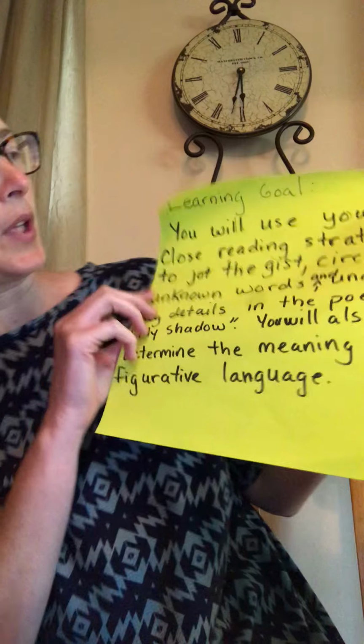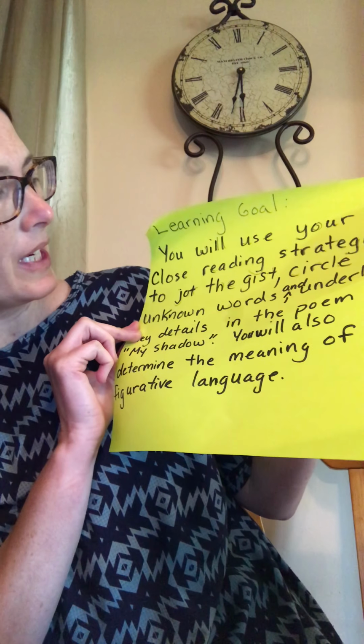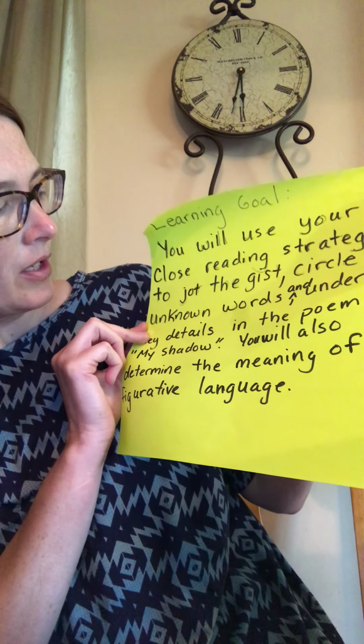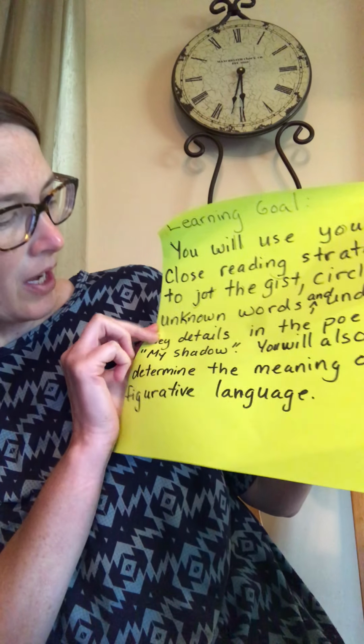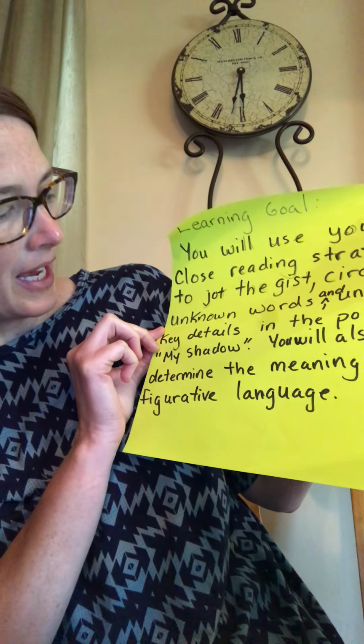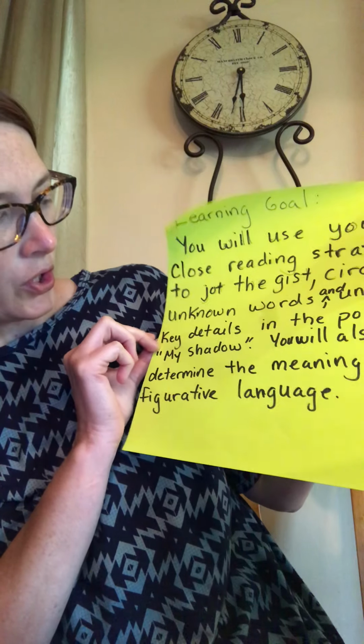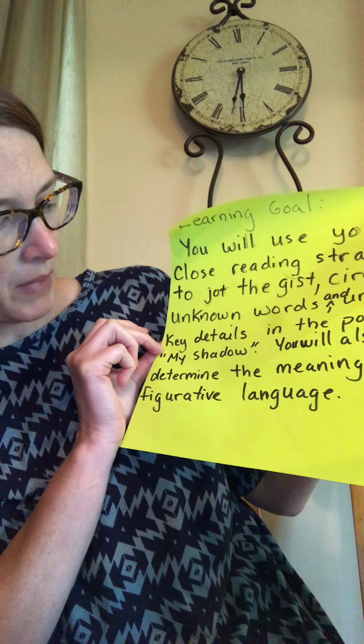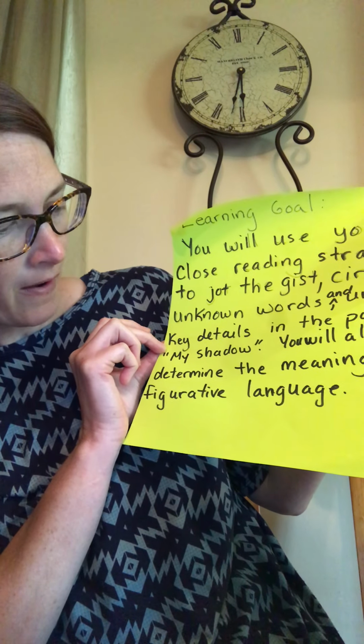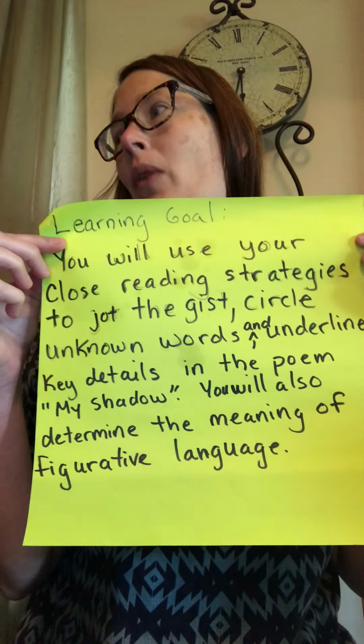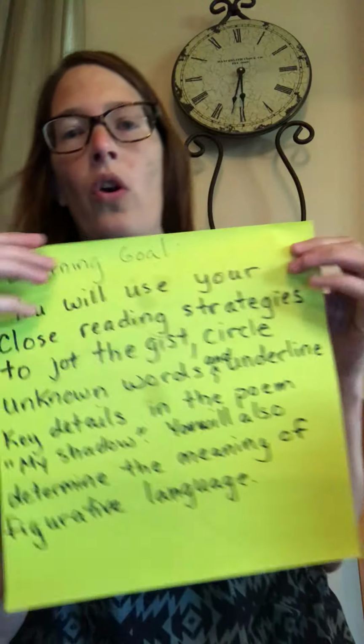You will use your close reading strategies to jot the gist, circle unknown words, and underline key details in the poem My Shadow. You will also determine the meaning of figurative language. Okay? So that is your learning goal for this week.